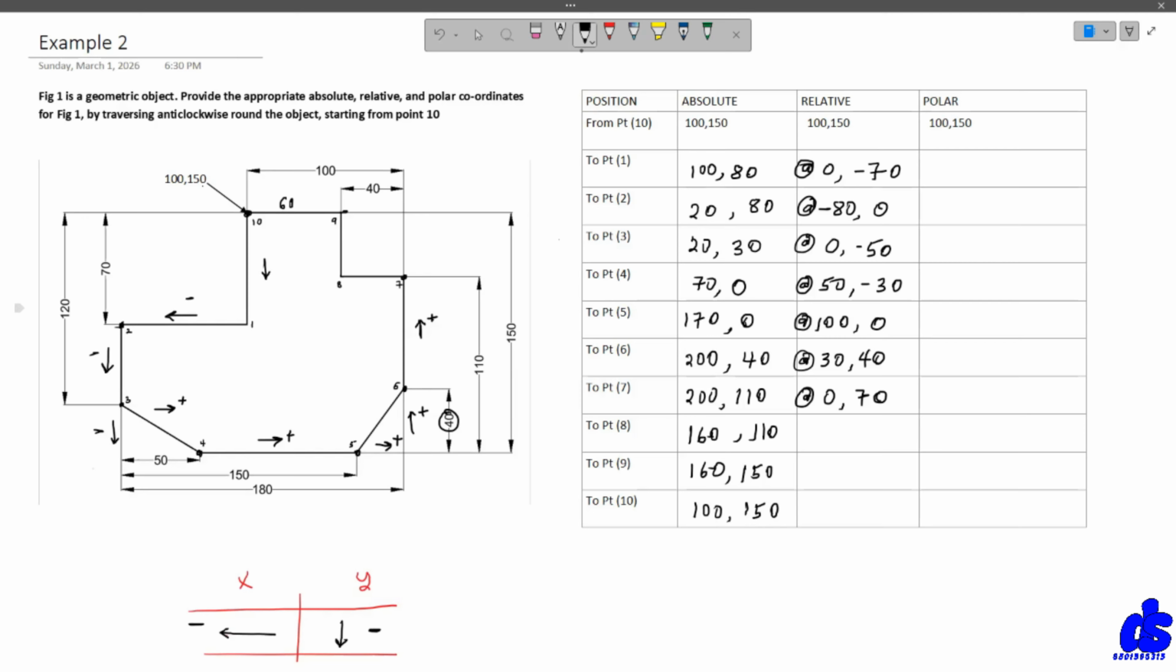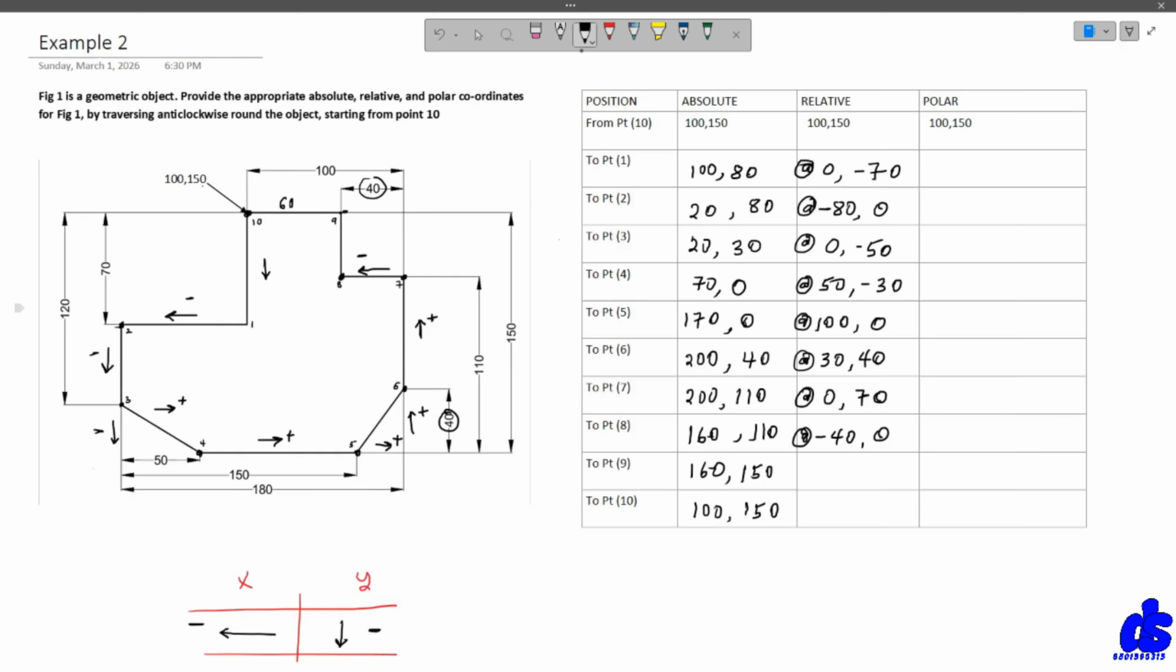Now let's move on to point 8. There's no change in y because it's on the same line as point 7. So our y, you can write 0. Now for x, we are going a distance of 40, which is to the left. So meaning it's going to be a negative value. So our value of x will be minus 40.